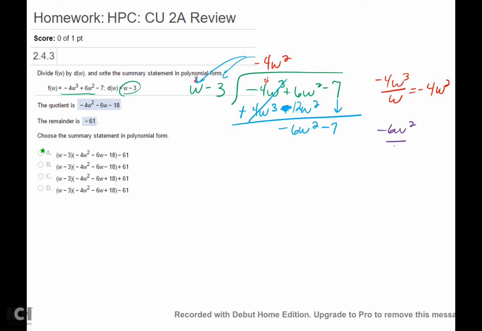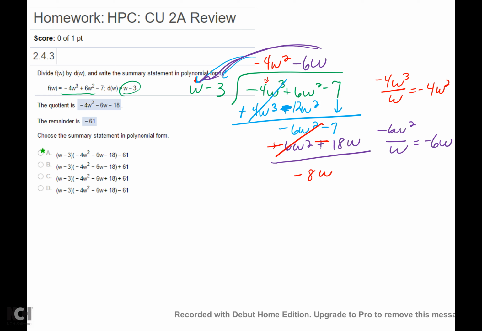-6w squared divided by w is -6w. Goes up. Comes down. -6w times w is -6w squared. -6w times -3 is positive 18w. Draw the line and change the signs. Those cancel. I can't combine those. That's a -18w, minus 7 comes down. And I have to go back to the alley.